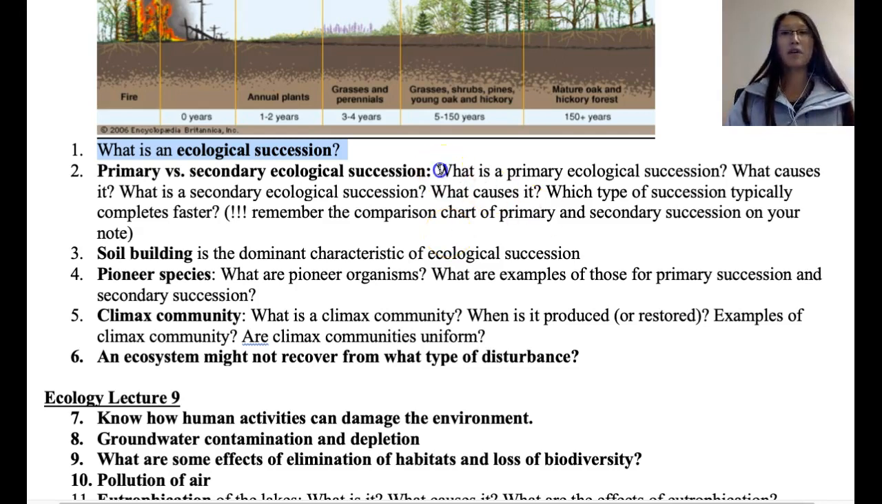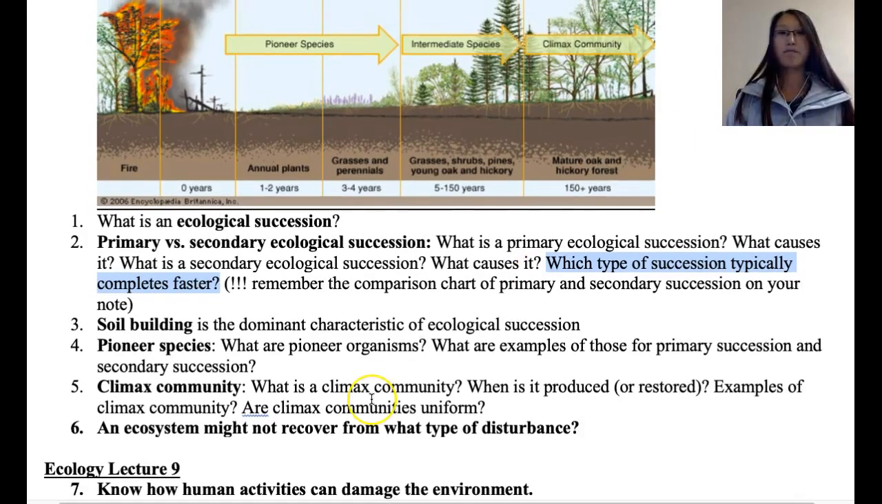comparisons. Primary succession has soil, secondary does not. What causes it? Primary succession is a volcanic eruption is a good enough example. What is the secondary succession? It has soil. What causes it? Usually a forest fire or a hurricane, some sort of ecological event that destroys an area that used to have living organisms. Which type of succession typically completes faster? That will be your secondary succession. It reaches the climax community a lot faster.